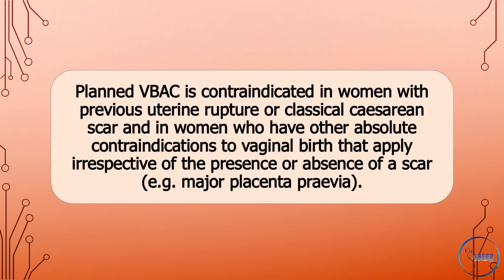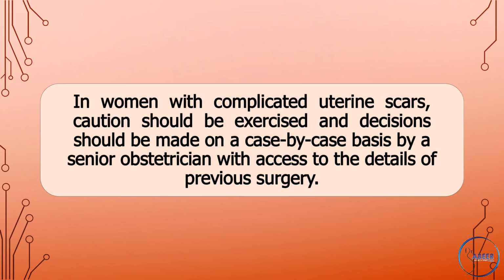Planned vaginal birth after previous cesarean delivery is contraindicated in women with previous uterine rupture or classical cesarean scar, and in women who have other absolute contraindications to vaginal birth that apply irrespective of the presence or absence of a scar, for example, major placenta previa. In women with complicated uterine scars, caution should be exercised and decisions should be made on a case-by-case basis by a senior obstetrician with access to the details of previous surgery.